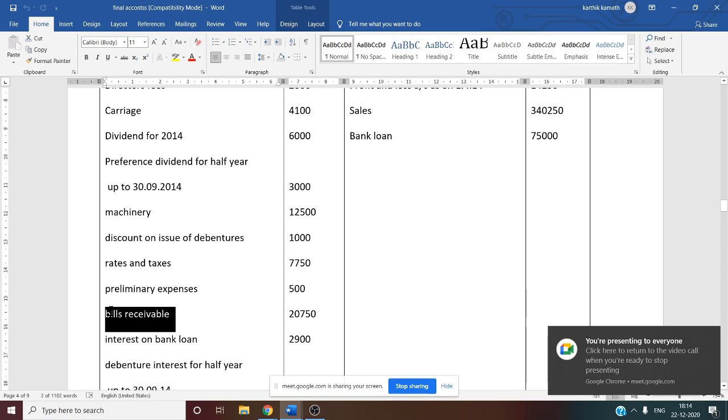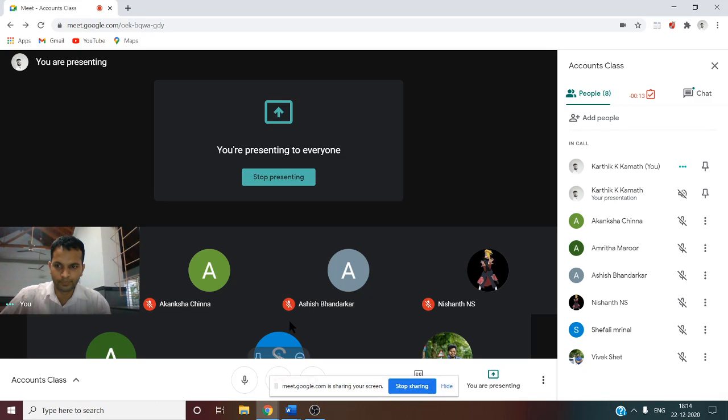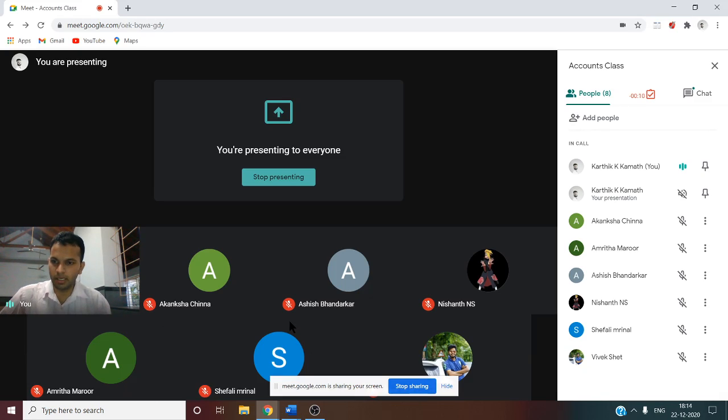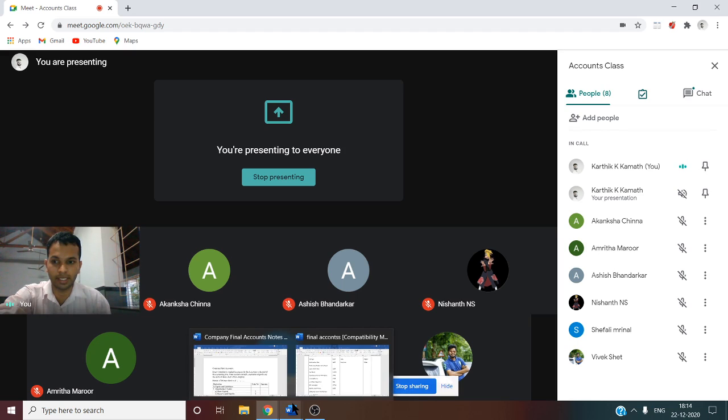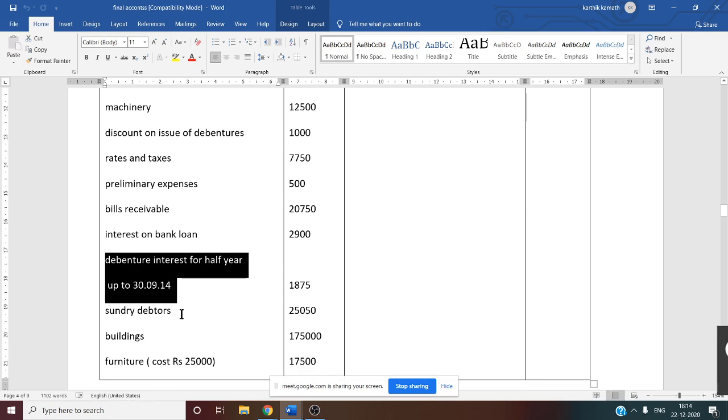Then bills receivable, is it a trade receivable? Can you tell me whether bills receivable is a trade receivable or other current asset? Yes. See, bills receivable is other current asset, working note number 21, that we have discussed. Similarly, bills payable is other current liability, working note number 9. Interest on bank loan is a finance cost, working note number 28. Debenture interest, again a finance cost, working note number 28.